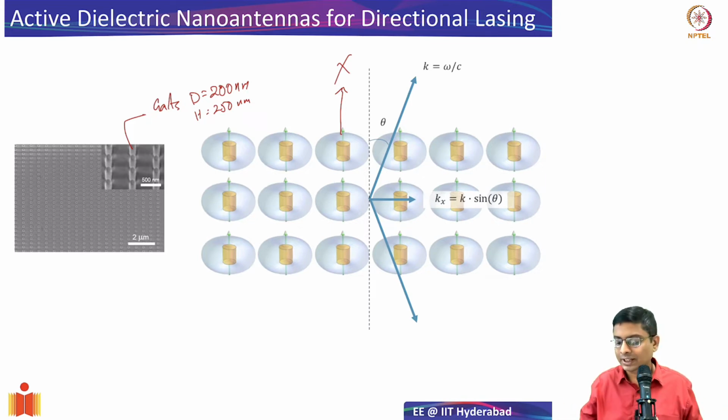But now if I create an array in such a way that I cancel the emission from each individual antenna, it destructively interferes, or maybe you form an array and it has a diffraction order at a particular angle. Let's say this is my diffraction order for this particular periodicity, then each antenna will emit into that particular direction, and you can have directional emission from that.